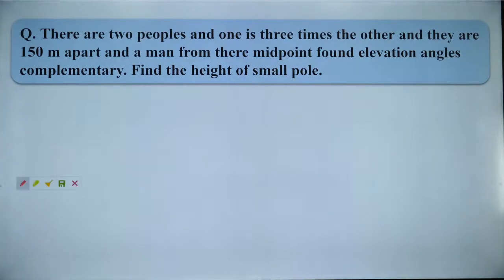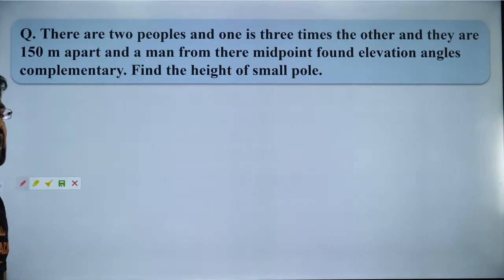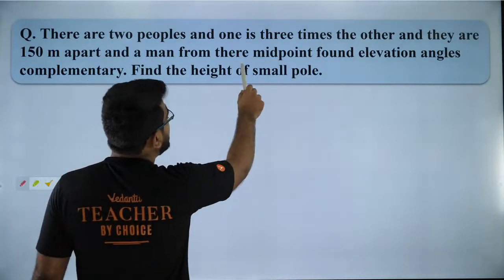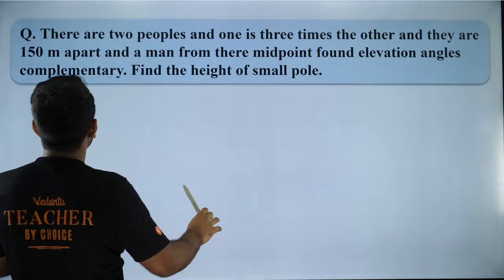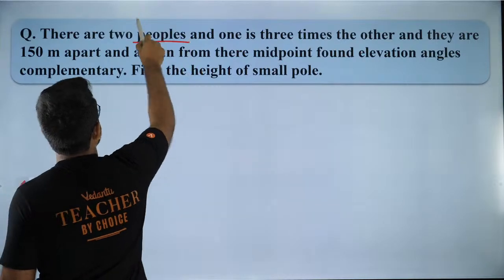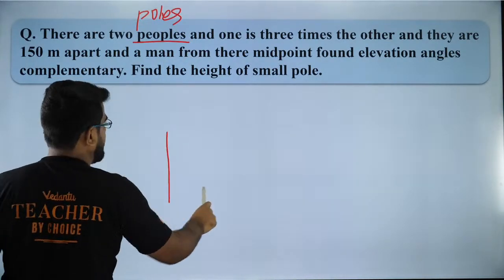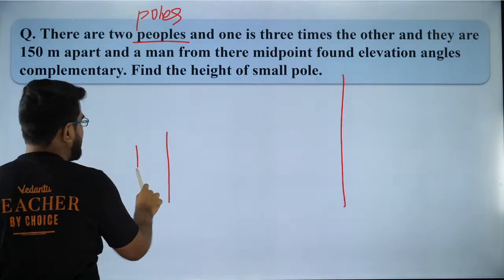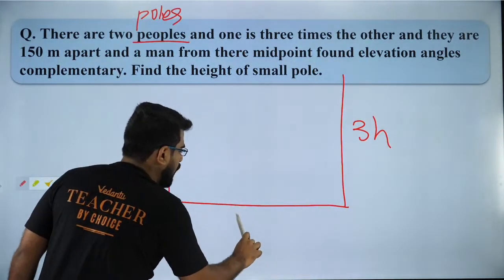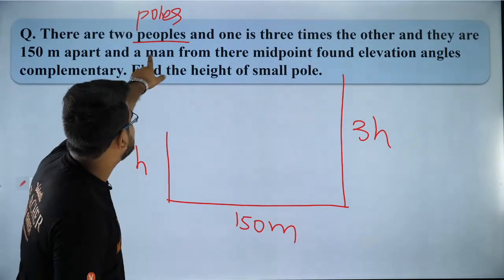Now next one. So we had a heights and distances question. What do we have? We have two poles, not people guys, and the man is standing at the midpoint of the two poles. One pole is going to be 3 times the height of the other. So we'll say this pole is h and this pole is 3h, and they are separated by 150 meters. Is that correct? Now at the middle point there is a man.